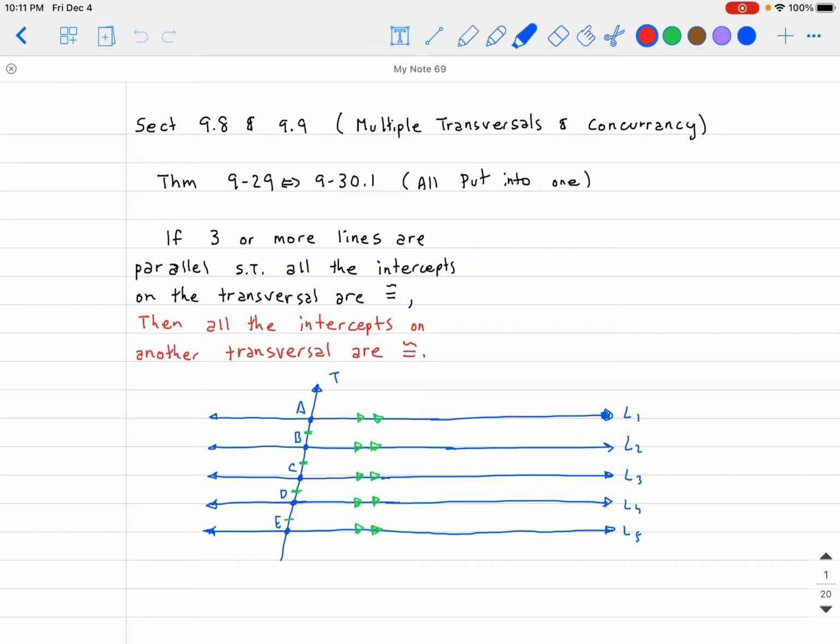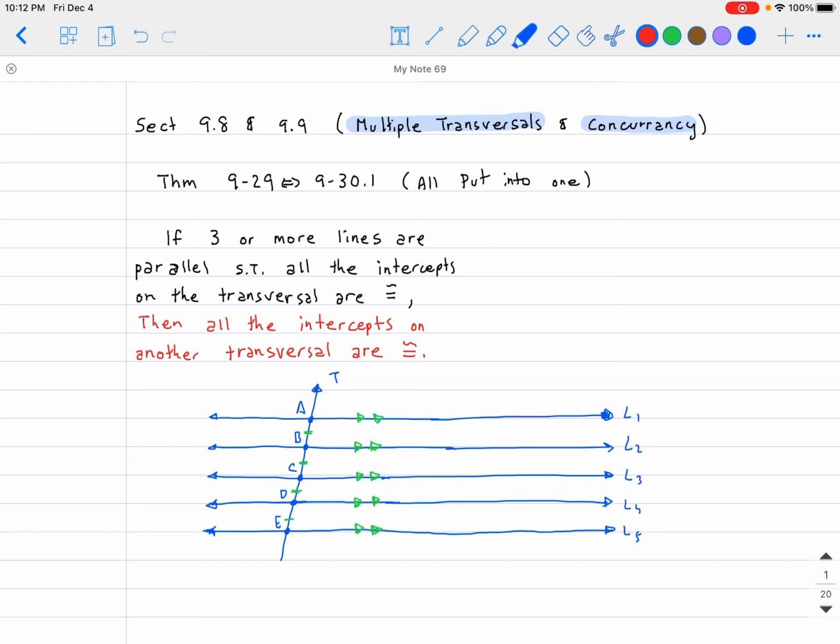So the first one that we're going to talk about is what happens when you have multiple transversals. And then in section 9.9, we're going to talk about something called concurrency. So let's start with the first piece, which is multiple transversals.